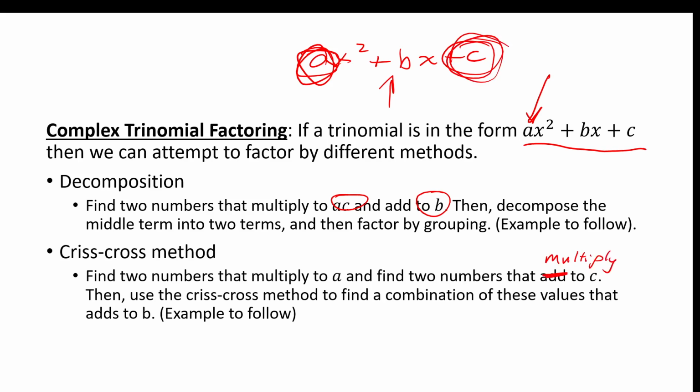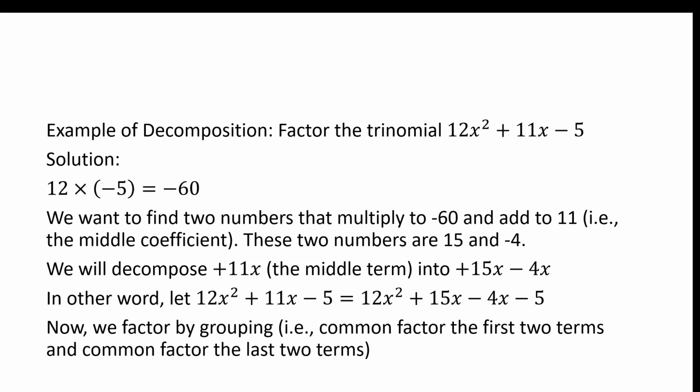And we find two numbers that multiply to a and two numbers that multiply to c. Then we use the crisscross method, which involves a little bit of trial and error to find a combination of the values that add to b. And that might not make sense yet, but we'll see some examples coming up. So let's start with an example of decomposition.